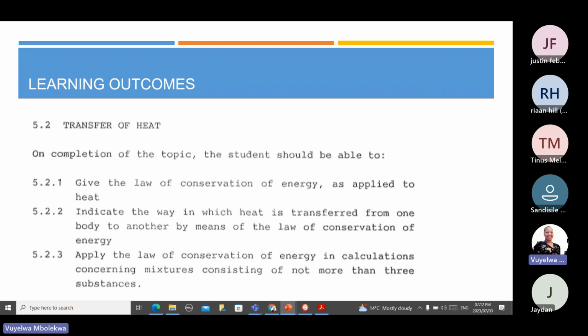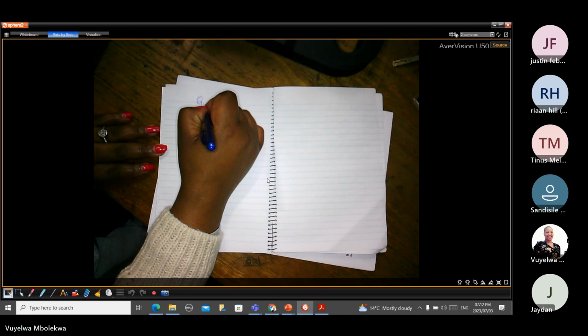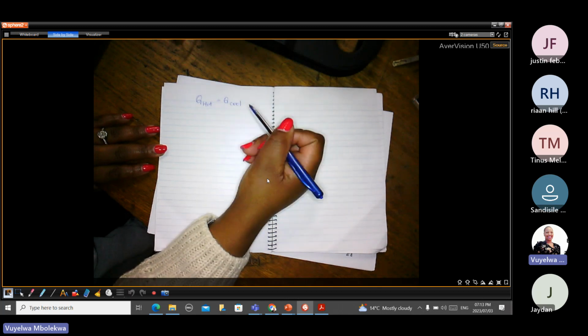Apply the law of conservation of energy in calculations concerning mixtures consisting of not more than 3 substances. Now, when it comes to this, in N2, we looked at 2 substances. So you would have the hot body that is releasing heat energy, and then you would have the cool body that is absorbing that heat energy being released by the hot body.